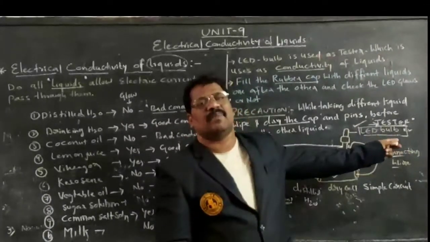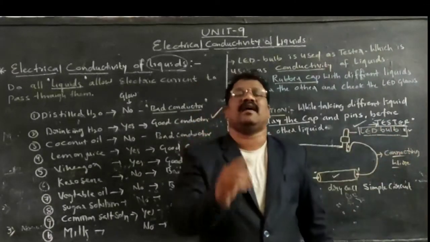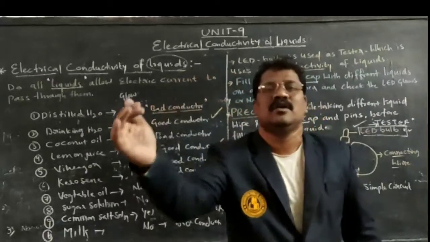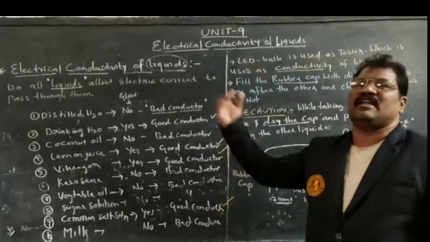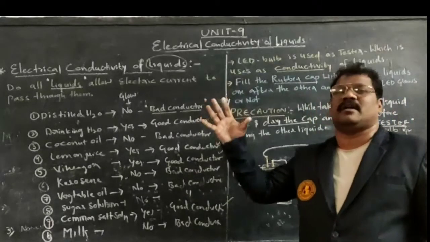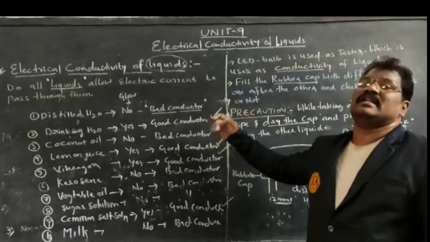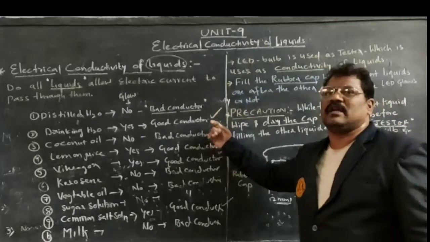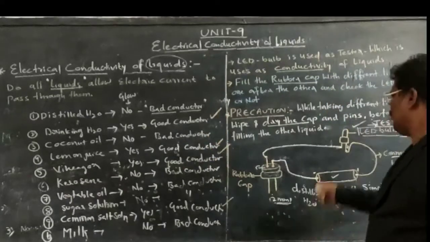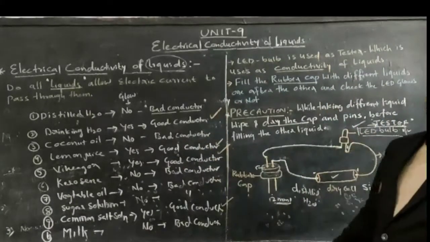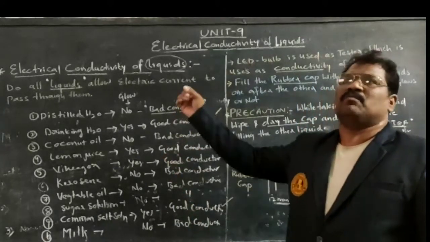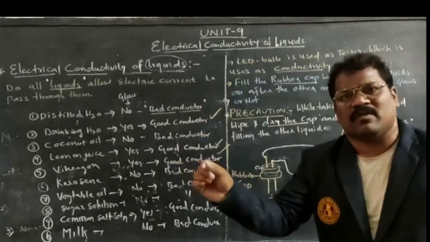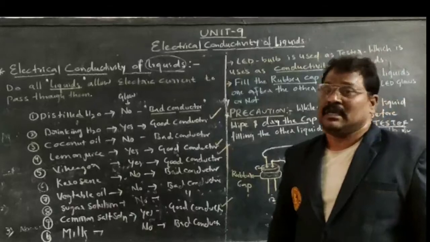Depending upon the intensity of the LED bulb, we can identify whether the solution is a strong electrolytic solution or a weak electrolytic solution. As the bulb glows much brighter, that solution is a good conductor and a strong electrolytic solution which is passing electricity. If the bulb is glowing much dimmer, it indicates nothing but what? It is a weak electrolytic substance, which doesn't allow more current to pass through, but allows some quantity of current to pass through the substance.